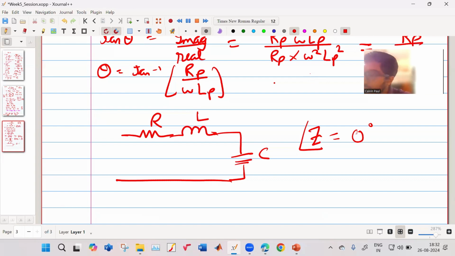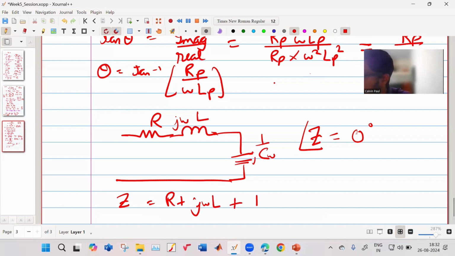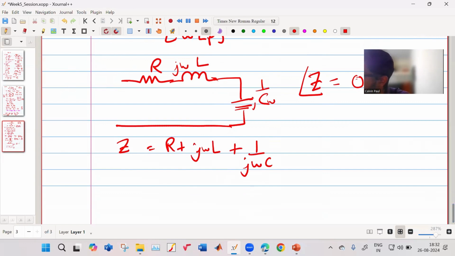That doesn't happen always. This is represented as R, j omega L, and this is 1 upon j omega C. The magnitudes are not the same every time, so the phasor sum is R plus j omega L minus 1 upon omega C.